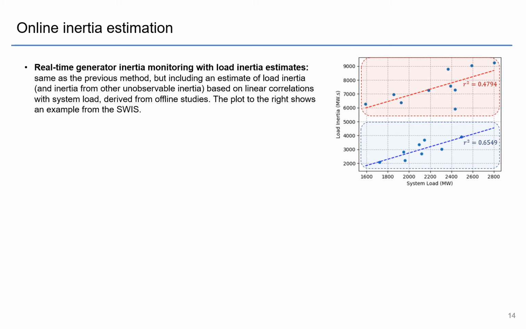And so one way to capture a little bit more of that is to augment the generator inertia monitoring with a load inertia estimate. And here, this is what we do in Switzerland, and we basically estimate the load inertia based on linear correlations with system load based on past inertia estimates from historical events. So what we actually found was that there are two correlated blocks, and we tend to choose a more conservative option and use this linear correlation.